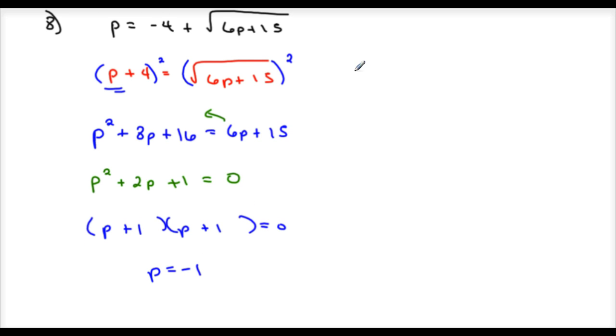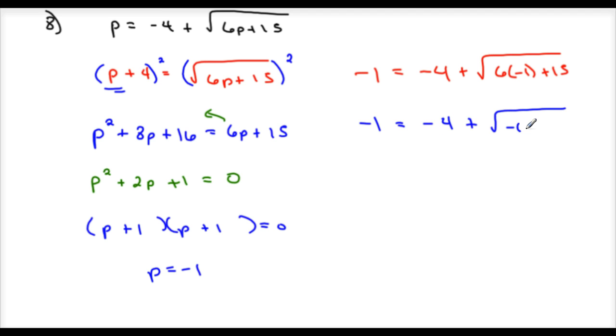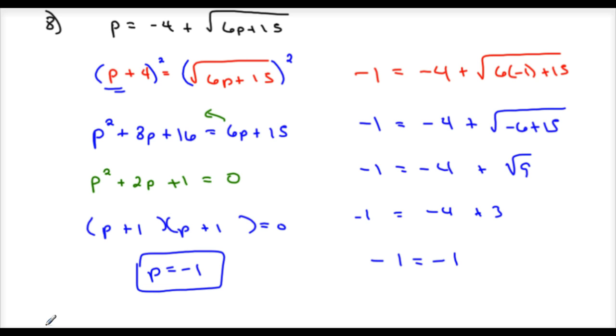Be careful when you plug in here. You might see the negative and think that this might automatically be an extraneous solution, but it's not going to be. So -1 equals -4 plus the square root of 6 times -1 plus 15. Just plugging this in. So -1 equals -4 plus the square root of -6 plus 15. -1 equals -4 plus the square root of 9. -1 equals -4 plus 3. And we see here that -1 equals -1. So p equals -1 is the solution.